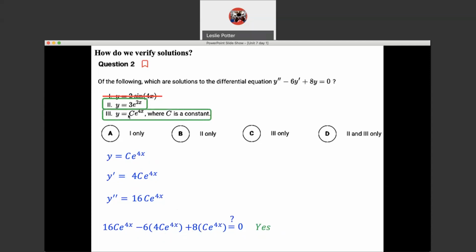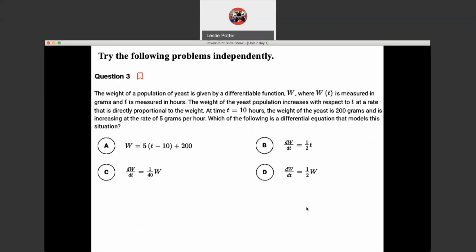In other words, CE to the power 4x, any value C will work. If it was a 3, if it was a 10, if it was a pi, any value would work. In fact, if we go and we look at the power, actually any power would work as well. So we know this answer is D. So that's how you verify solutions. We did a trig and we did 2 exponential examples, kind of all in that one question. All right, so you try this one, turn off the video, try this one.